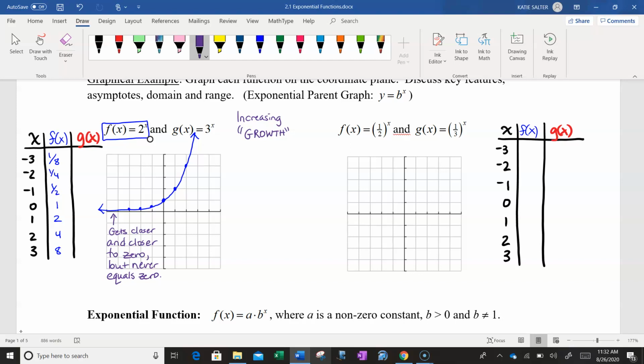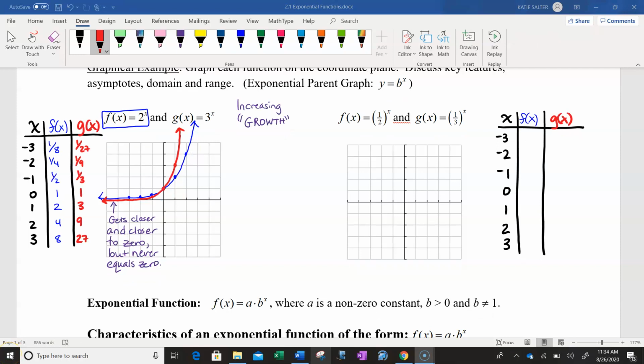So what I would like for you to do now is pause the video, and I want you to come up with the points for g of x on your own. Please do not use technology. Try to see if you can come up with those and graph it and see what it looks like. Pause now.